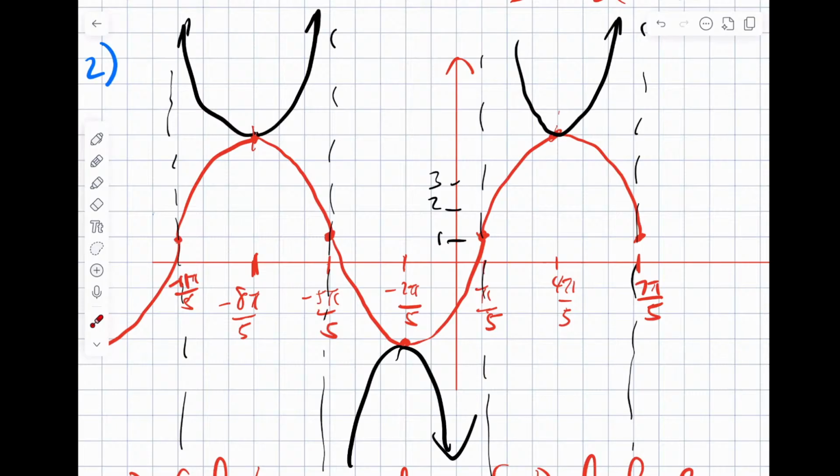So can you tell me a sine graph for the red line and a cosine graph for the red line, and then can you tell me the black line? No? What was that? Negative 11 pi over 5.